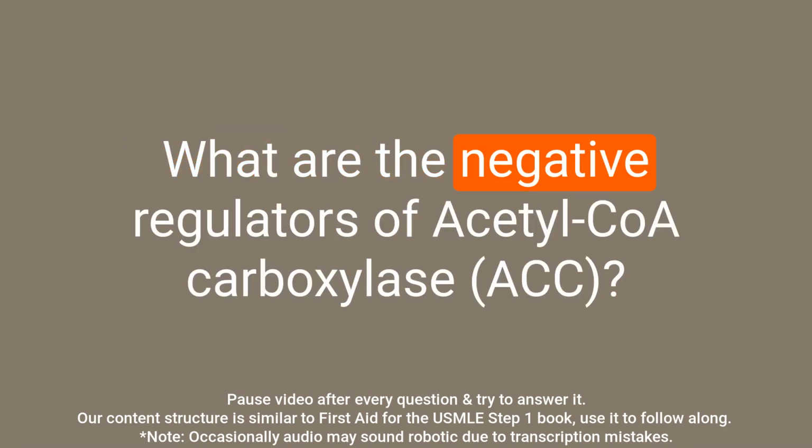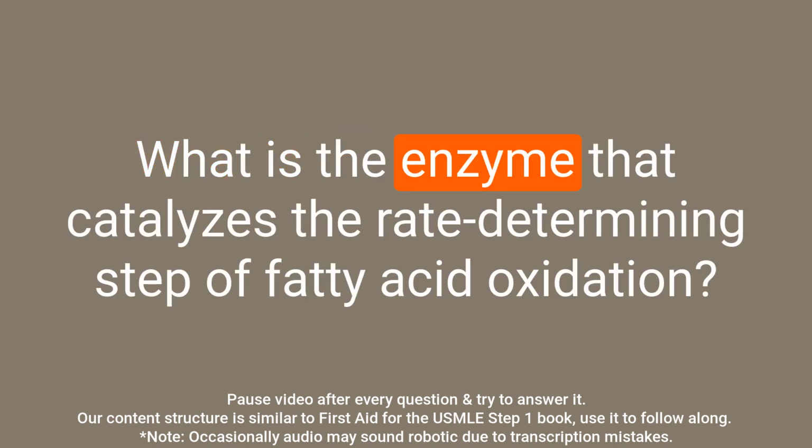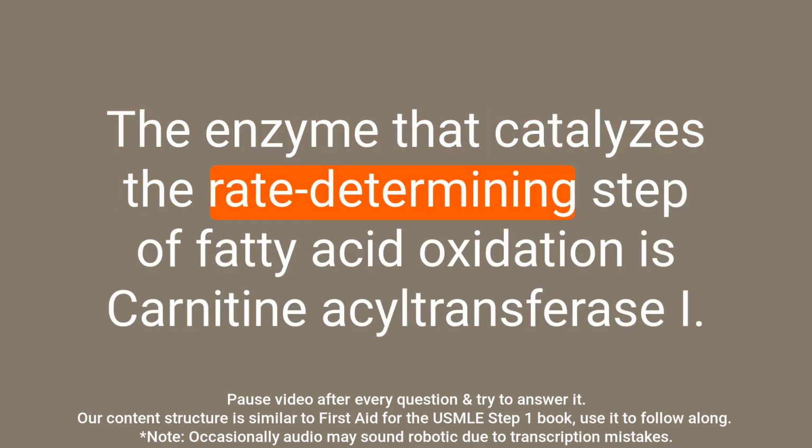Question: what are the negative regulators of Acetyl-CoA carboxylase? Answer: the negative regulators of Acetyl-CoA carboxylase are glucagon and palmitoyl-CoA. Question: what is the enzyme that catalyzes the rate-determining step of fatty acid oxidation? Answer: the enzyme that catalyzes the rate-determining step of fatty acid oxidation is carnitine acyltransferase I.